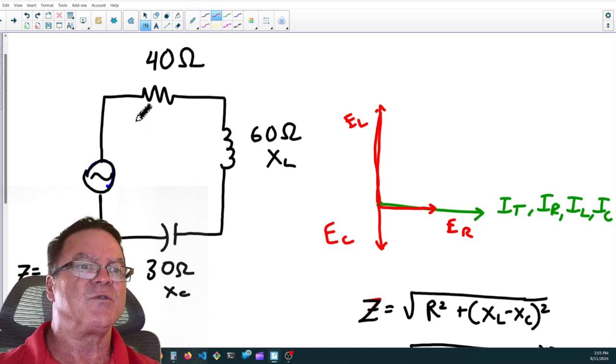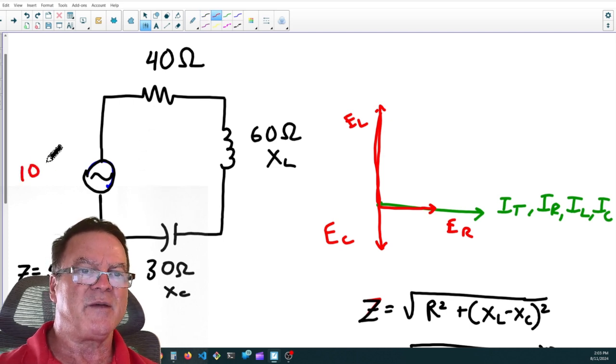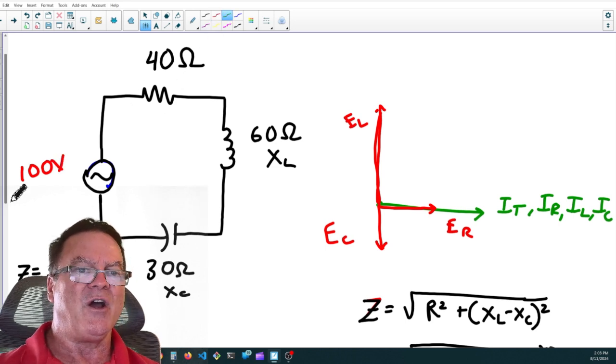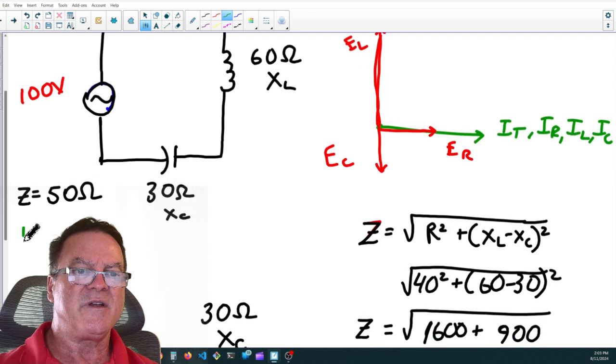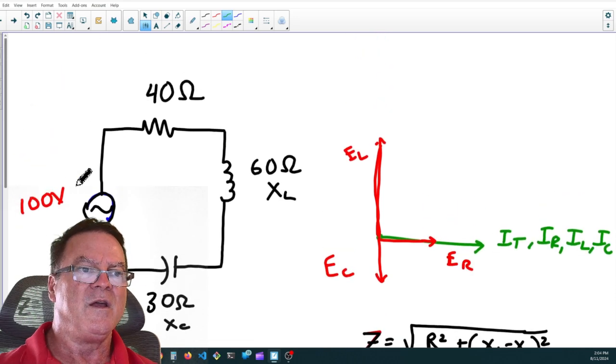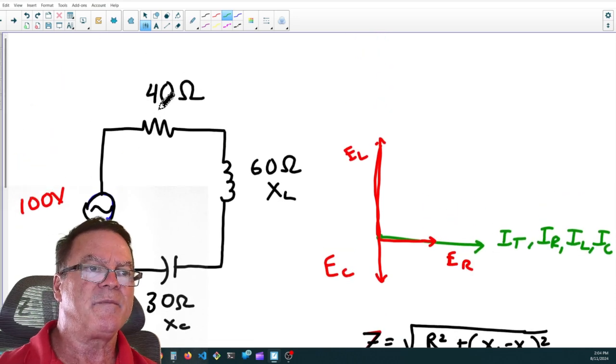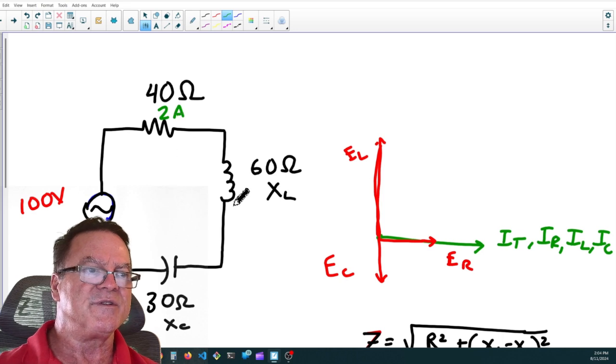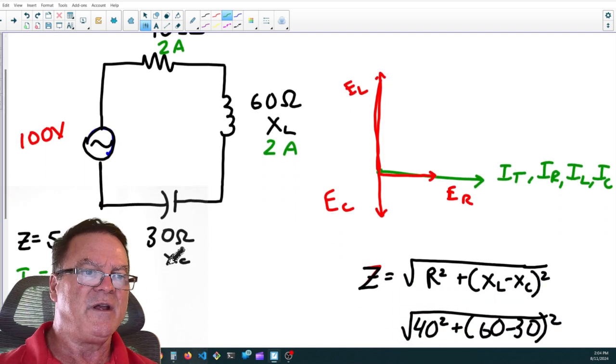So if I had a source voltage, I should have said this a long time ago, 100 volts divided by 50 ohms of impedance gives me a total current of 2 amps. There. So here I have 2 amps flowing through the resistor, and I have 2 amps flowing through the inductor, and I have 2 amps flowing through the capacitor.